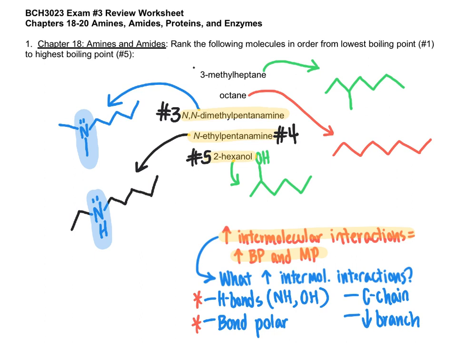So 3-methylheptane has more branches, so it's less able to engage in intermolecular interactions than is octane, which has just that straight chain and can pack really tightly. So therefore, listing these in order, we go from top to bottom, 1, 2, 3, 4, 5, to come up with the relative ranking of these from lowest boiling point at the top to highest boiling point at the bottom, driven by these intermolecular interactions.